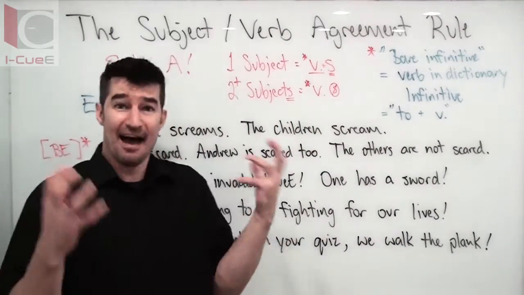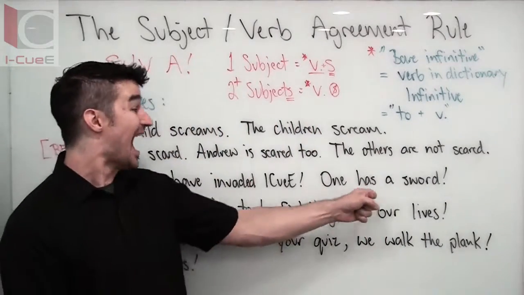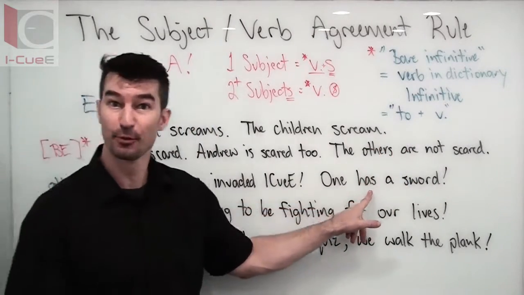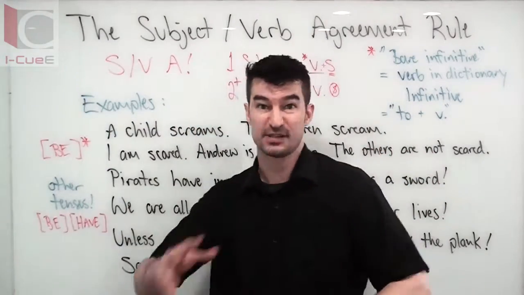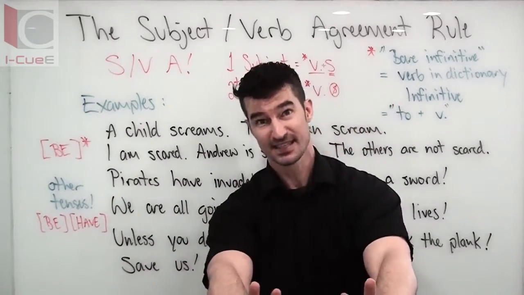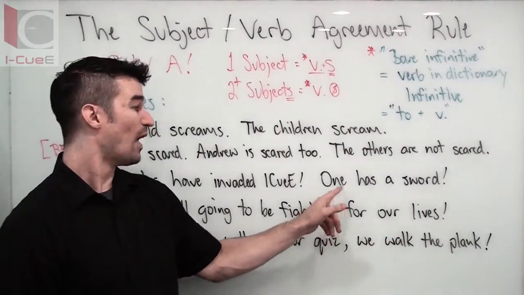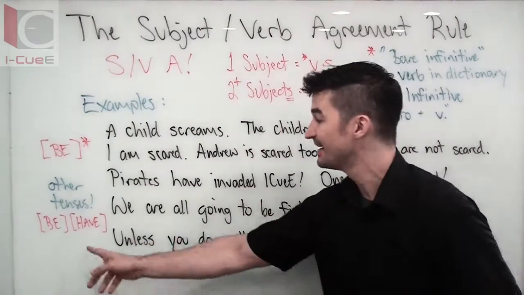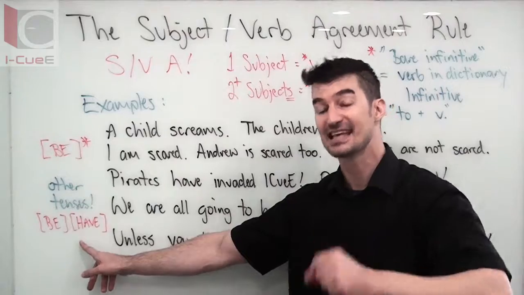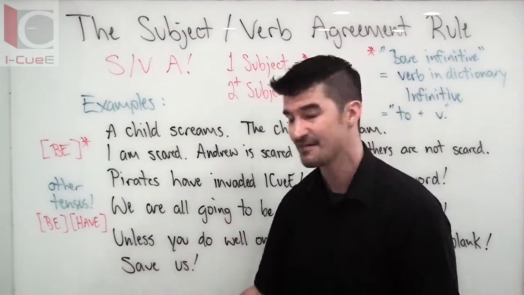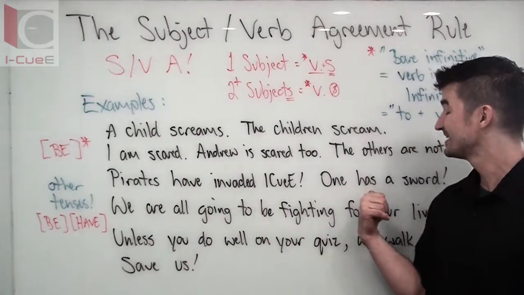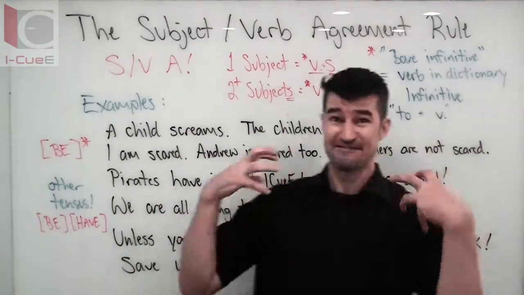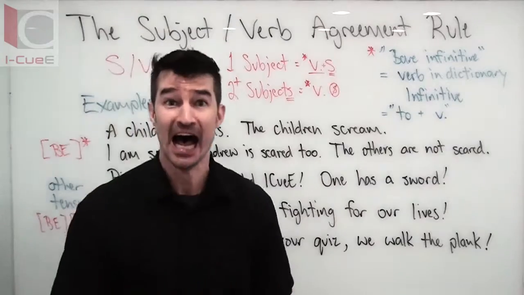Now, pirates have invaded IQ, and one has a sword. Here we are back to the simple present, because you can use verbs in pretty much all tenses most of the time, and one pirate has or owns a sword. But here we have the 2 present tense forms of the verb have. Have and has.